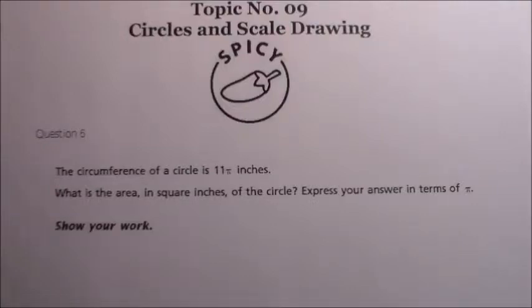Question 6. The circumference of a circle is 11 pi inches. What is the area in square inches of the circle? Express your answer in terms of pi. Okay, well, what do we have here?